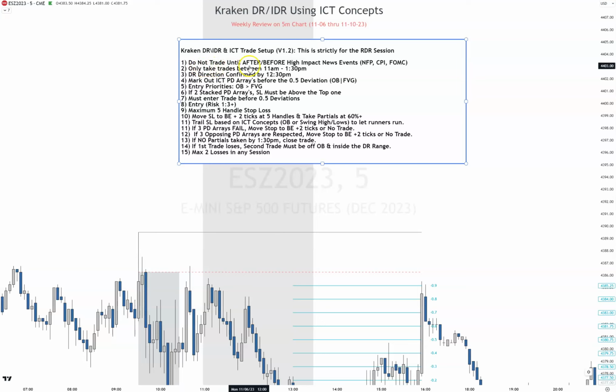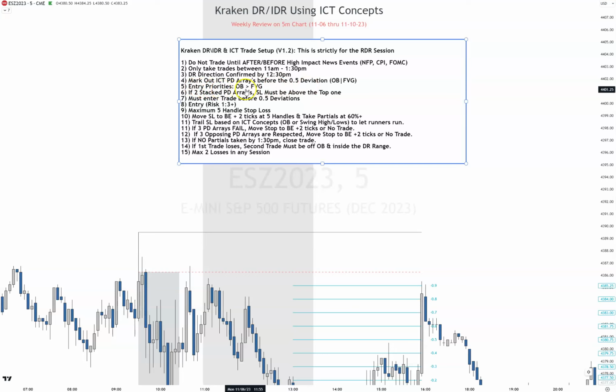So do not trade until after or before high impact news events like NFP, CPI, FOMC, okay? Only take trades between 11 a.m. and 1:30 p.m. So this grayed out area, that's when I can take a trade, okay? DR direction confirmed by 12:30. So if it's after 12:30, that's a no trade day for me. Mark out ICT PD arrays before the 0.5 deviation: order block, fair value gaps.